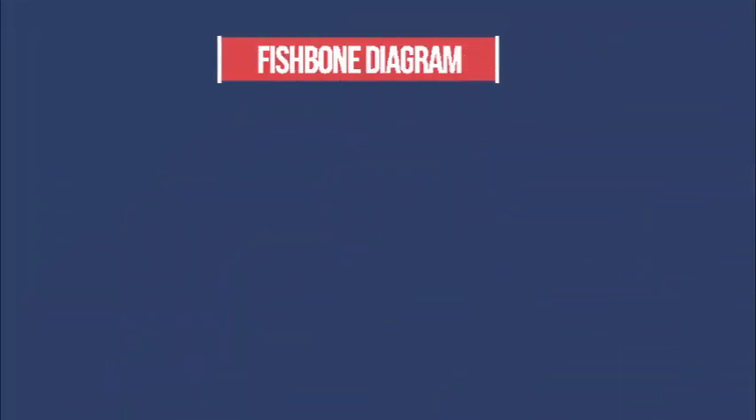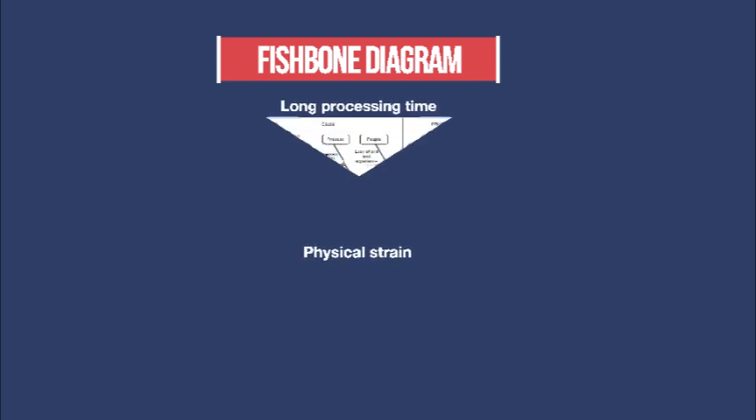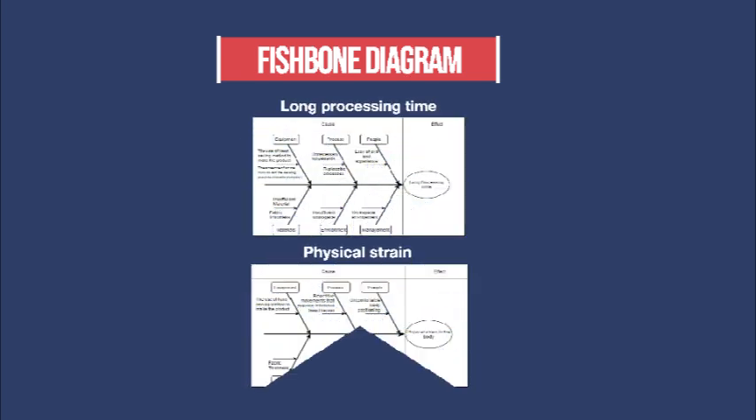Based on Nia's problems, we analyzed it using fishbone diagrams, which consist of two main problems: long processing time and physical strain to the body. Let me give you an example. So one of the factors of the effect is people. Long processing time is often caused by lack of skill and experience of the operator.